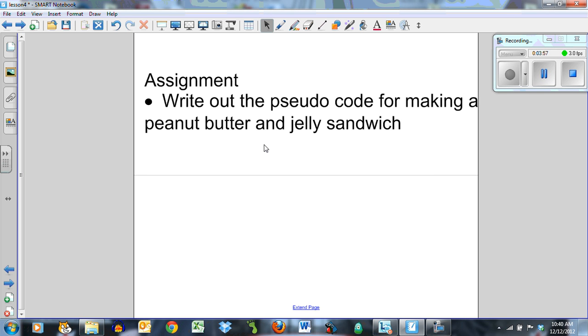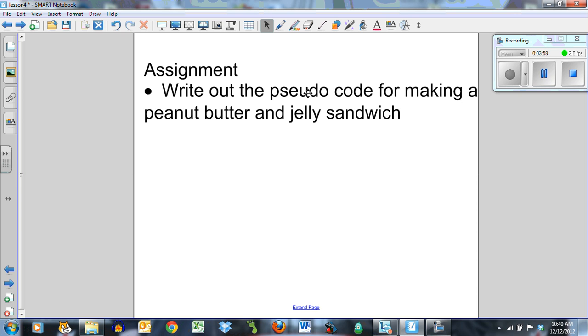Okay, so just a quick little assignment here. I would like you to write out the pseudocode. Pseudocode is simply a way of discussing computer steps in sort of everyday English. So I'd like you to write out the assignment, the instructions, the algorithm, the pseudocode for making a peanut butter and jelly sandwich with an appropriate level of detail. All right, and that is your assignment for lesson 4.